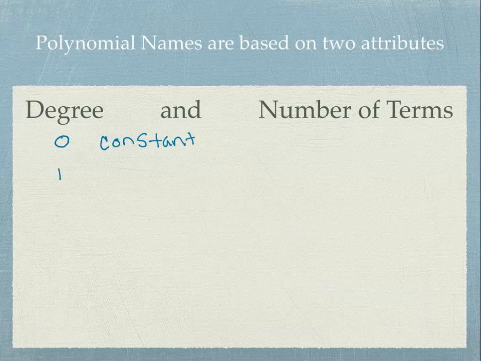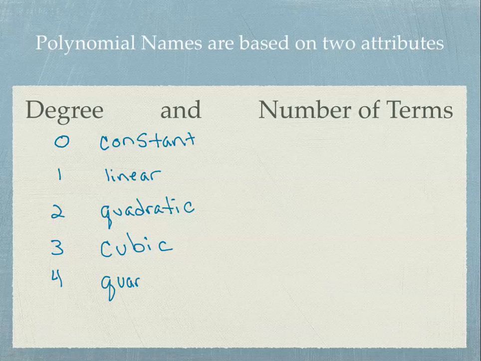It has a degree of 1, we say it is linear. It has a degree of 2, like x squared, we would call that a quadratic. A degree of 3 is called a cubic. A degree of 4 is called a quartic. And a degree of 5 is called a quintic.